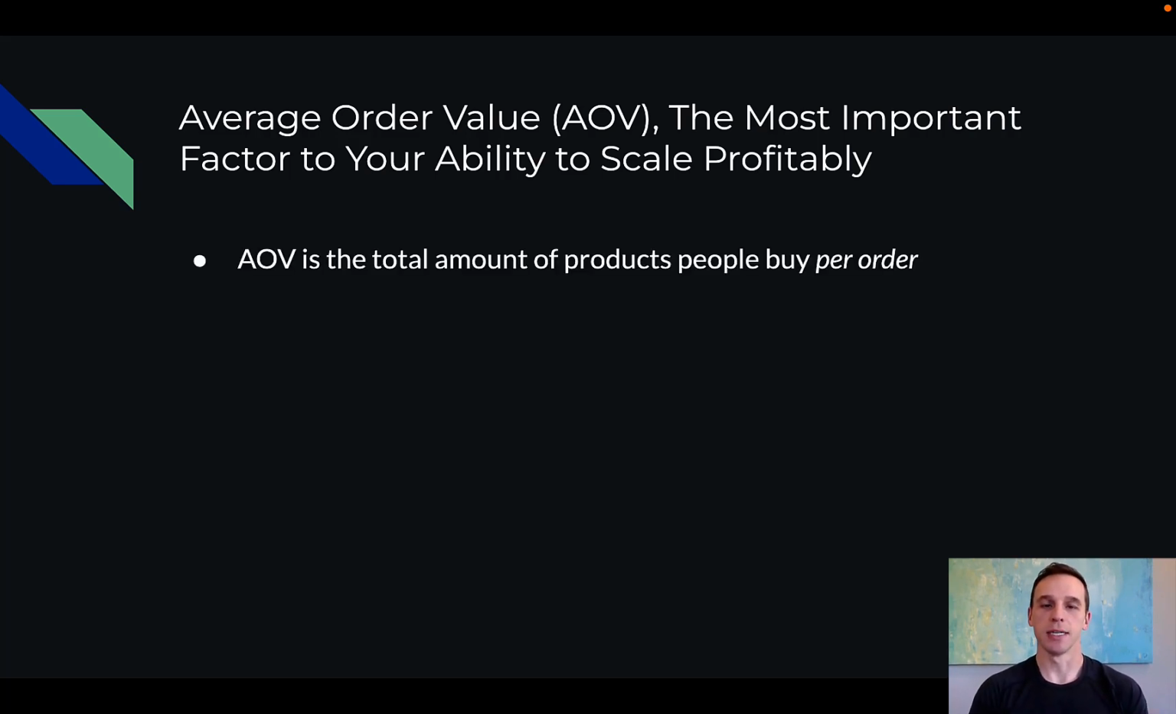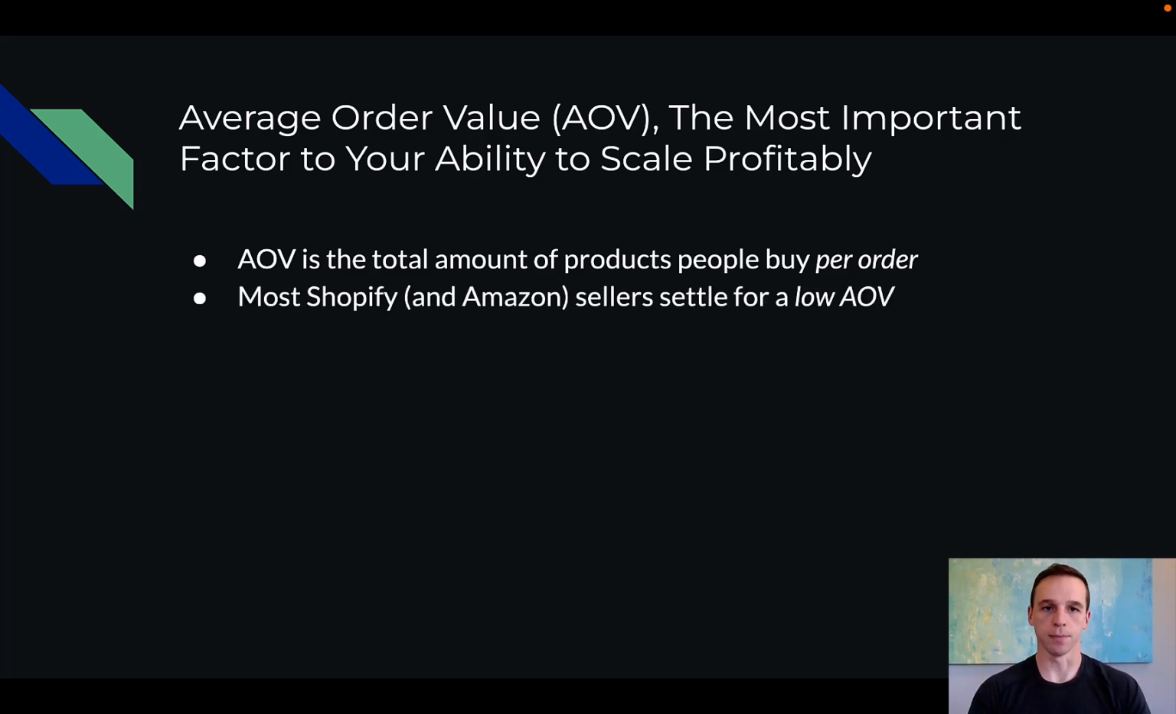Average order value is the total amount of products people buy per order. It's the average amount of stuff your average customer gives you. If you add up all your revenue over a period of time, divide it by the total number of orders over that time, total revenue over total orders, you're going to get your average order value.